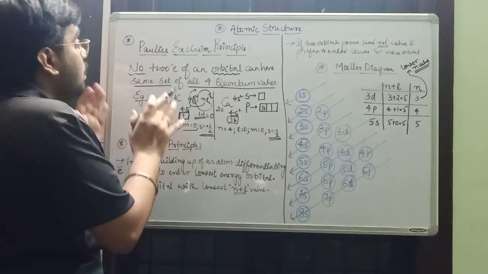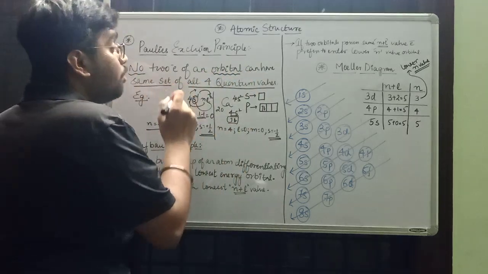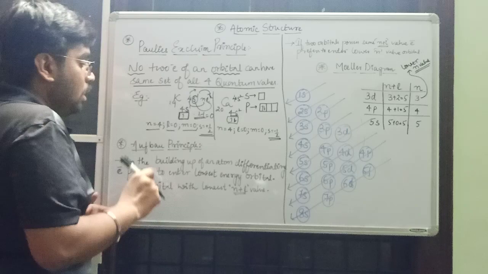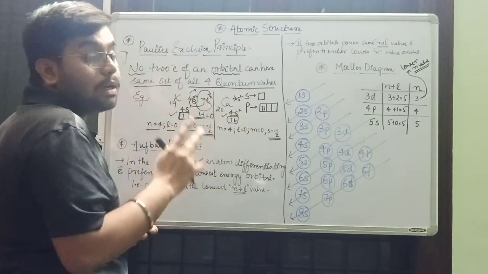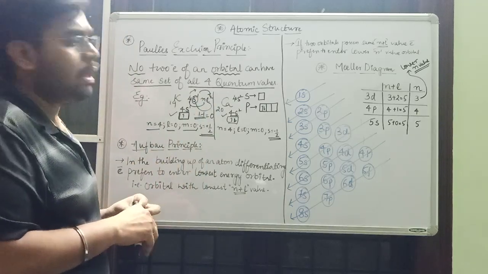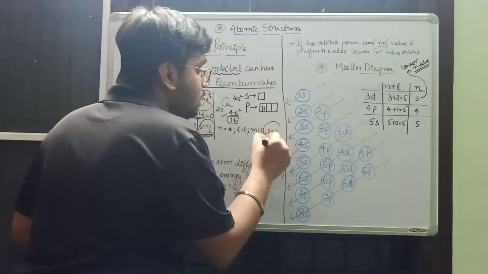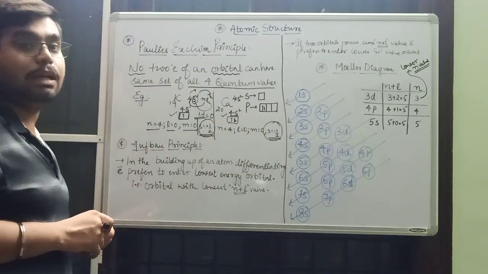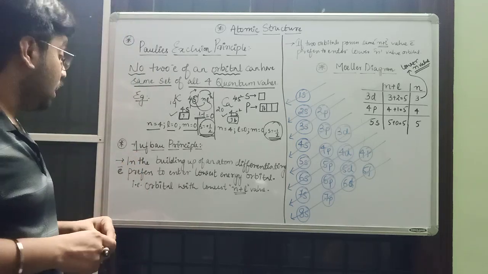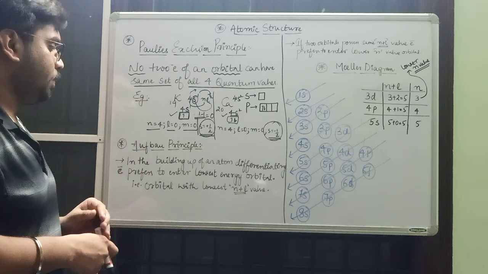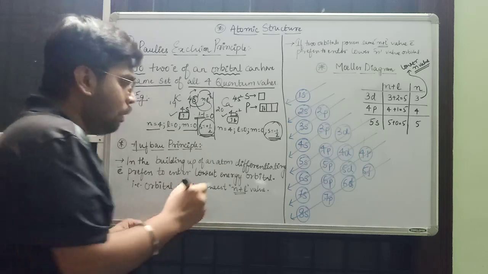So this is the principle that no two electrons of an orbital can have the same set of 4 quantum values. Here we can see 4s1 and 4s2 have two different sets of quantum values. Yes, it may be the same till m, but what about s? This is the differentiating factor, right? Done. Now we will be going ahead with the Aufbau principle. What is the Aufbau principle? In the building up of an atom, the differentiating electron, what?